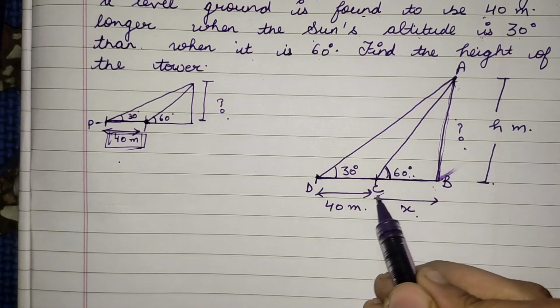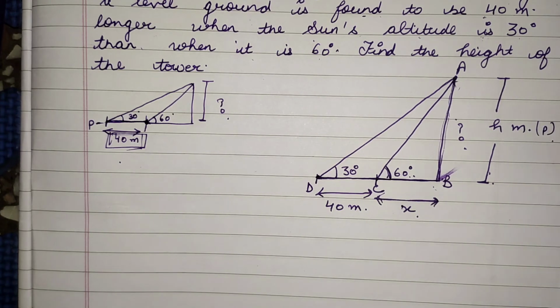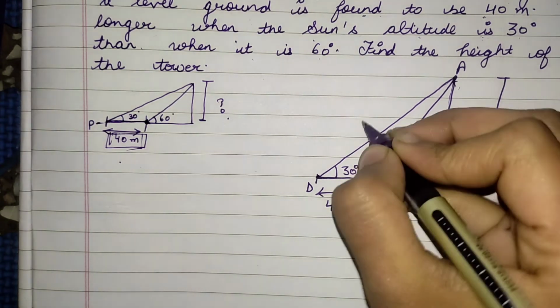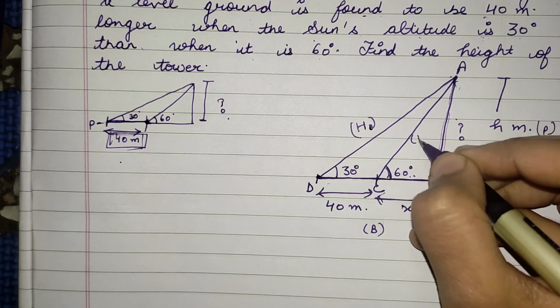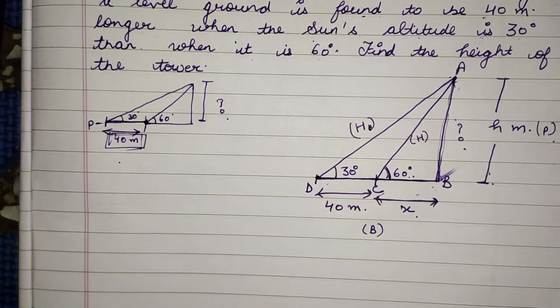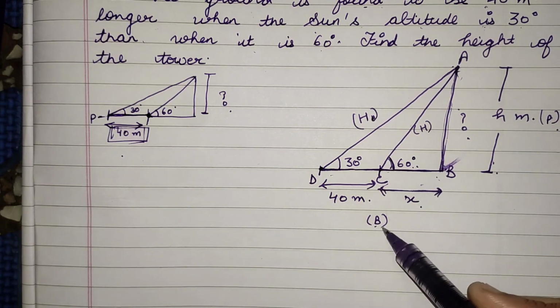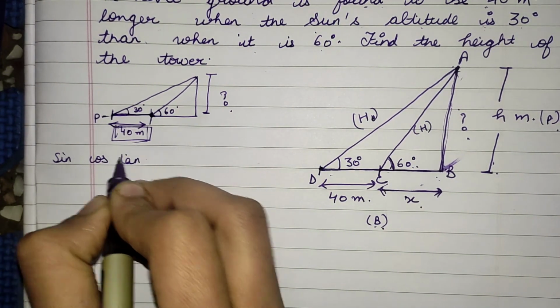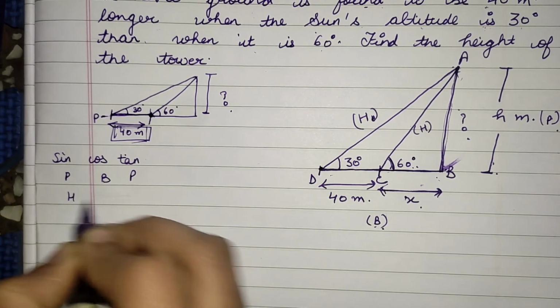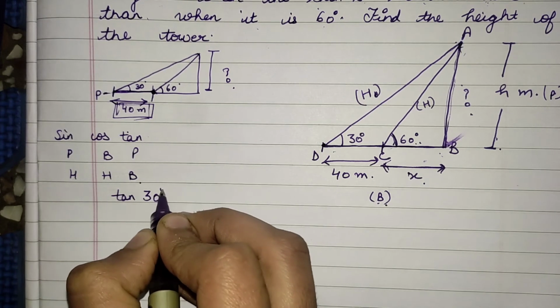So let us imagine that this distance is x meter and the height of the tower is equal to h meter. So this is going to be my perpendicular, as I have told you the logic. This is going to be my base, and for this bigger triangle my hypotenuse will be AD, and for my smaller triangle my hypotenuse will be AC. So I have to find out the relation between perpendicular and base, right? And the angle is given to me. Which trigonometric ratio tells me the relation between perpendicular and base? The trigonometric ratio which tells me the relation is tangent.